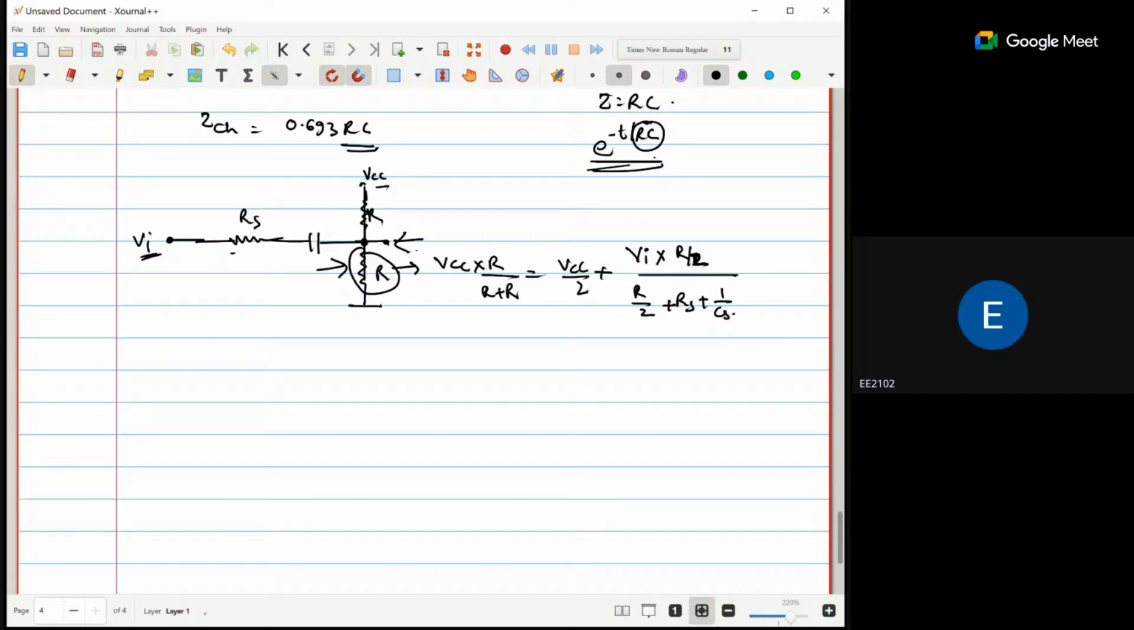Any doubt? Basically the current will be going in this path. So the drop across this one is the resistance, overall resistance, and the voltage drop. So Vi is the input voltage multiplied by the resistance upon overall resistance. If I say this is my V out voltage, so V out upon Vi is what?